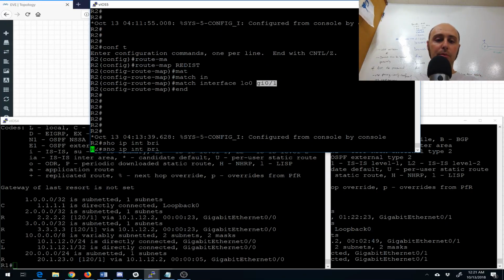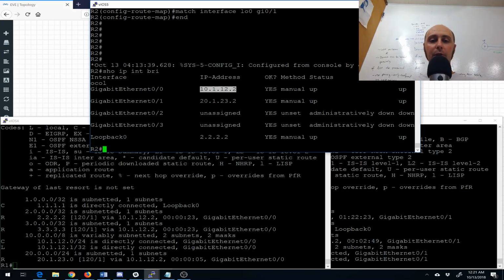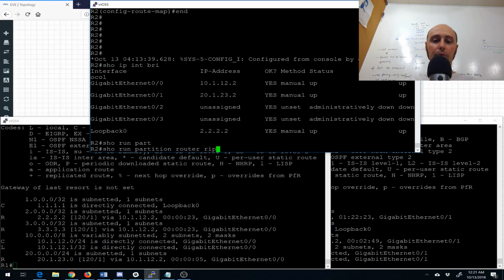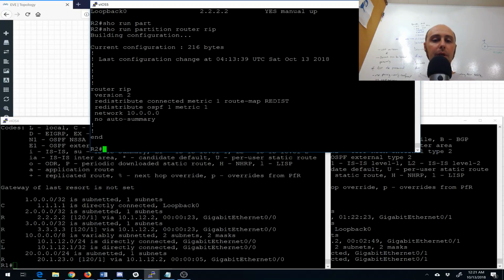Show IP interface brief. Both of these interfaces were in the 10 address space, and so if we look at show run, partition router rip, you can see it does a sort of classful network entry. Even if you put in something more specific, it still puts it in a classful entry and will include all the interfaces in that class, which would include both interfaces. So I was not seeing this behavior the first time. It was kind of strange.